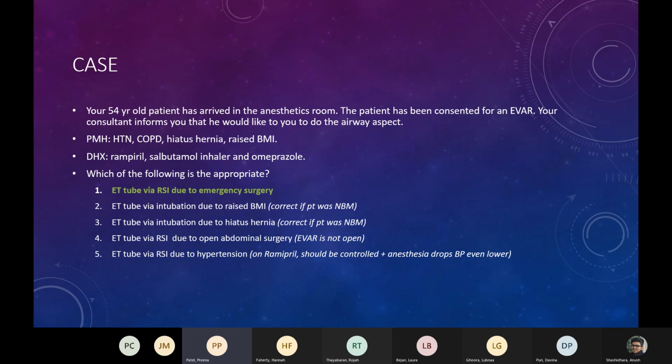And the reason you're doing rapid sequence induction on him is not because he's having open surgery, because EVAR is not open, it's endovascular aortic repair. And it's not because he's got hypertension, it's because he has not been nil by mouth and it's an emergency situation. Does that make sense to people? Hopefully it does. Good. Okay.